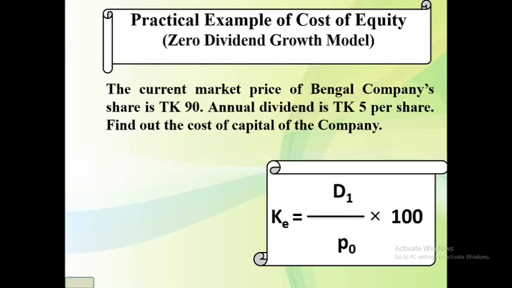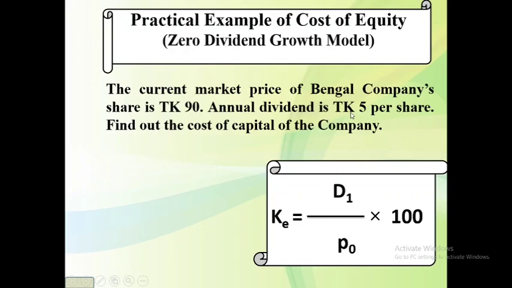Here's a practical example of cost of equity under the zero dividend growth model. The current market price of Bengal Company's share is Taka 90. Annual dividend is Taka 5 per share. Now we have to find out the cost of capital of the company. Here we see that the annual dividend of the company is Taka 5 per share and there is no direction about the growth of this amount.